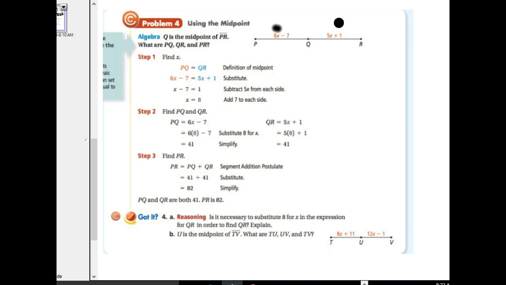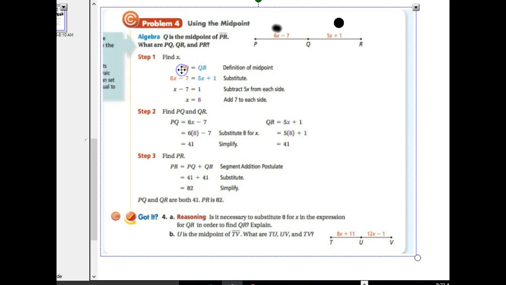Now, if we look at this particular problem, that means that PQ is going to be equal to QR. So if you look carefully here, since PQ is 6x minus 7 and QR is 5x plus 1, you're literally going to set those equal to each other. And then as you begin to solve the problem, you're going to subtract that 5x over to this side, which gives you that x right there. x minus 7 equals 1.